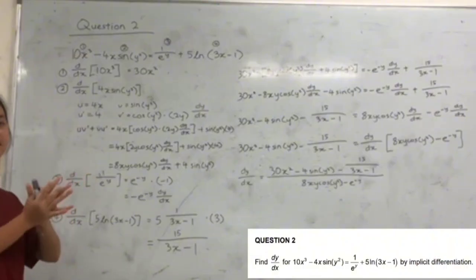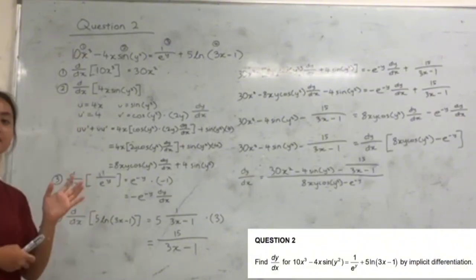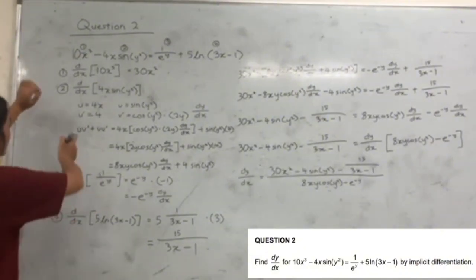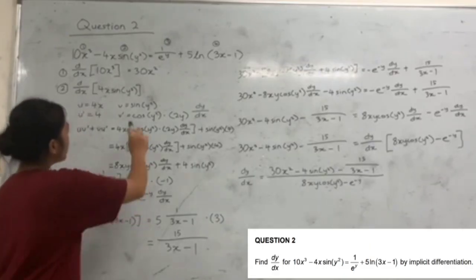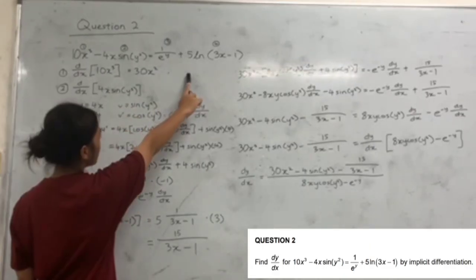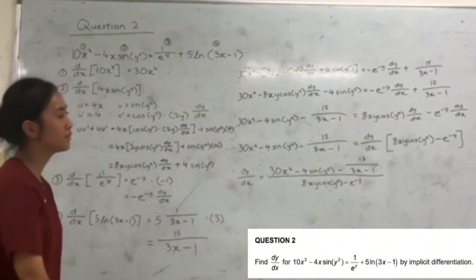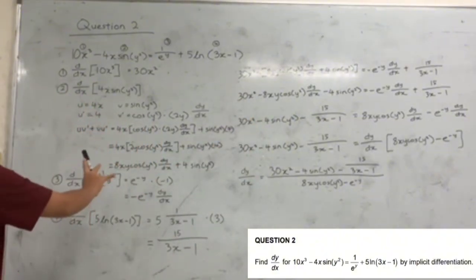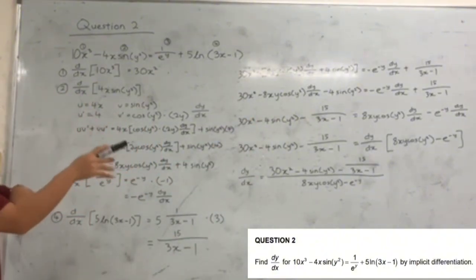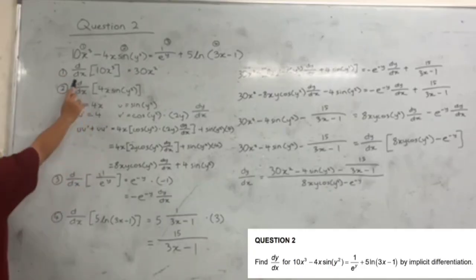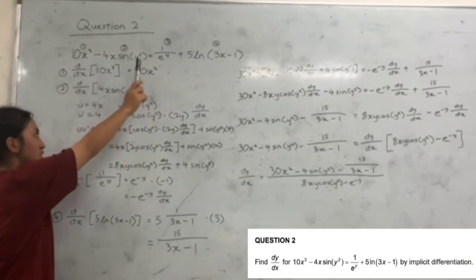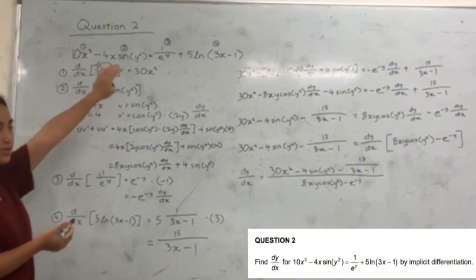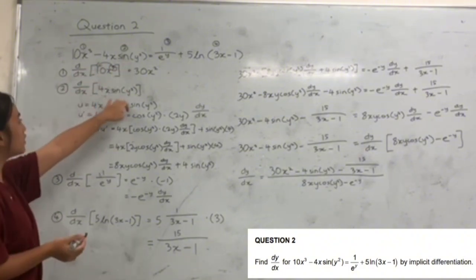I'm going to explain how to solve question 2, which is basic differentiation. Question is 10x cubed minus 4x sin y squared equal to 1 over exponent y plus 5 ln 3x minus 1. Okay, to solve this equation, first we need to divide it into 4 parts. For the first part, d over dx, here we substitute this into here, then it's equal to 30x squared.